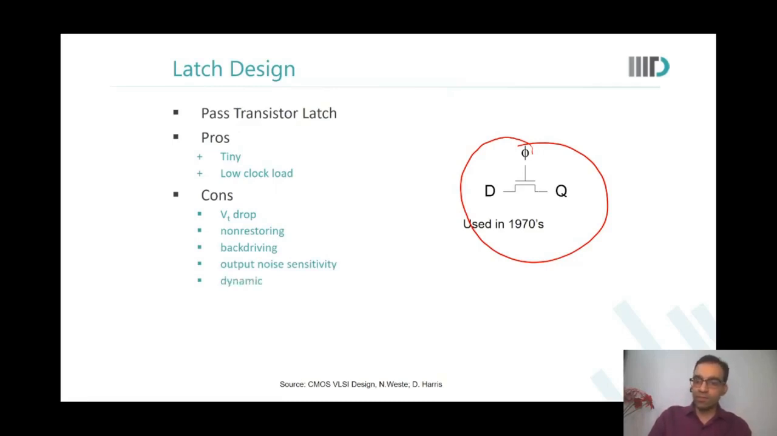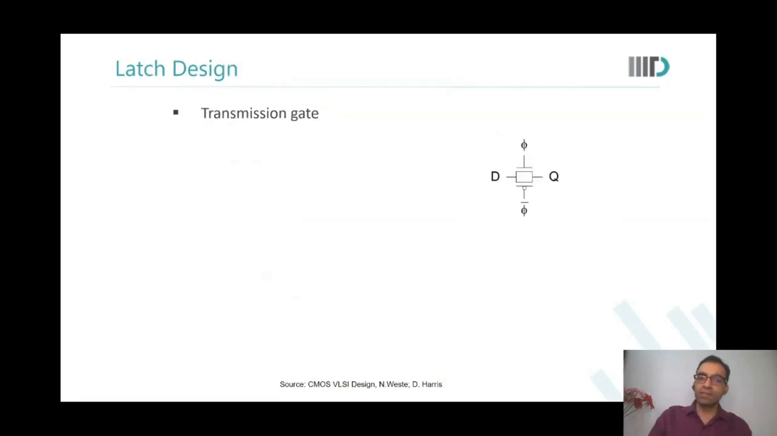So lots of negatives. So what do we do? We change the design. We say that, okay, let us use a transmission gate latch. At least the VT drop problem will be solved. So the VT drop problem is solved, but what happens? Now I require an inverted clock also. I'm still on diffusion inputs. I still may have back driving. All those things will still remain, though the VT drop problem is solved.